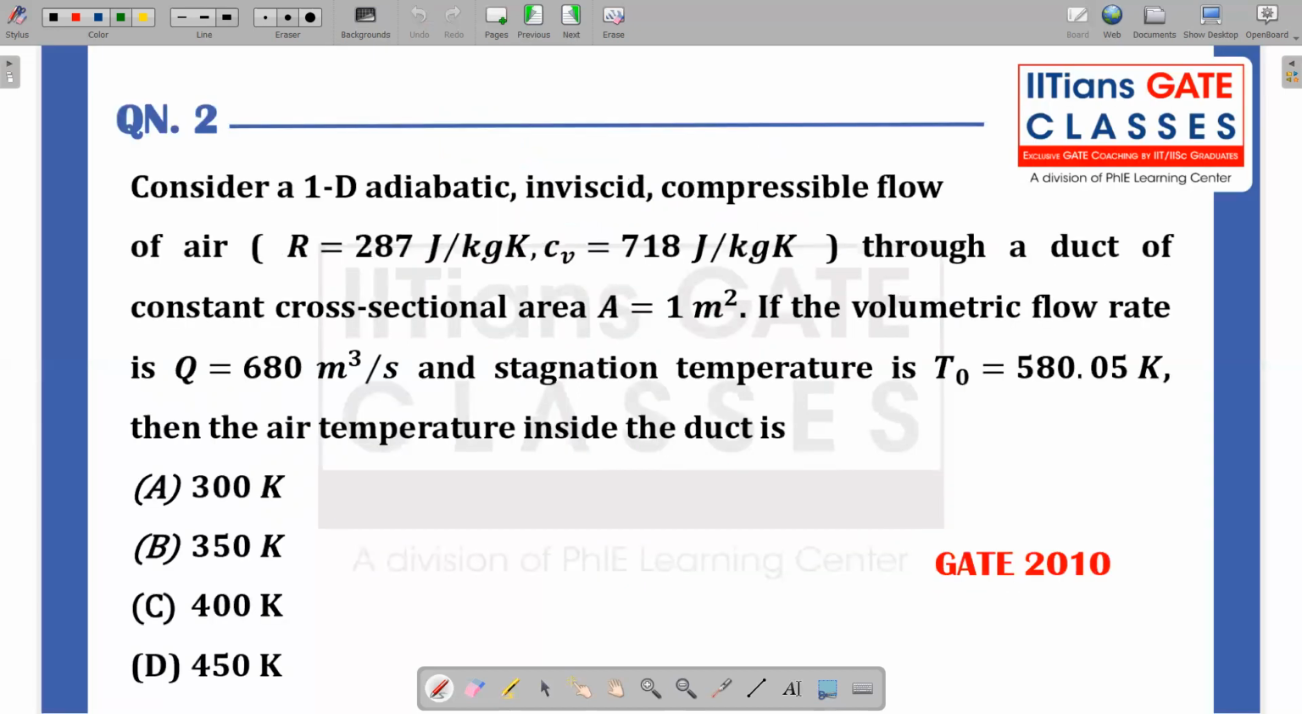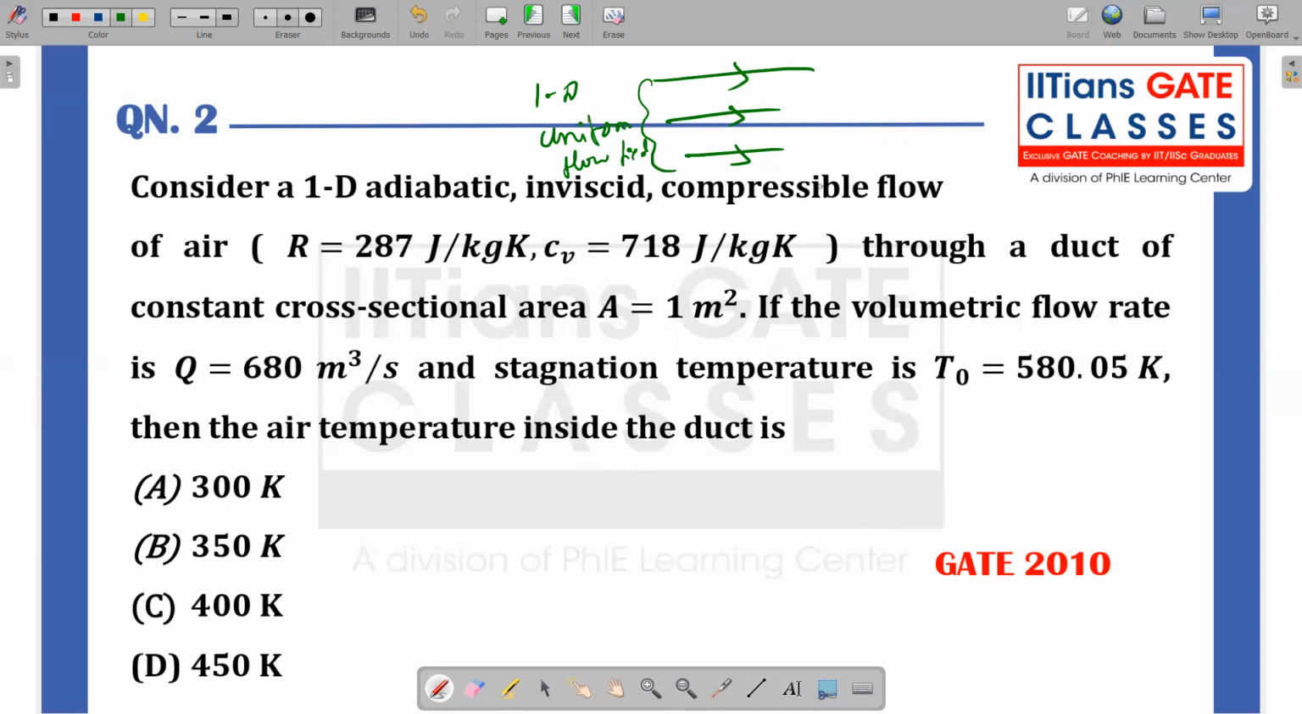So let us take one more example based on stagnation properties. Consider a 1D adiabatic inviscid compressible flow. The moment they say 1D, that means all the streamlines are originating from a uniform flow field. That is why they are calling it 1D, and all the streamlines are having the same stagnation properties.